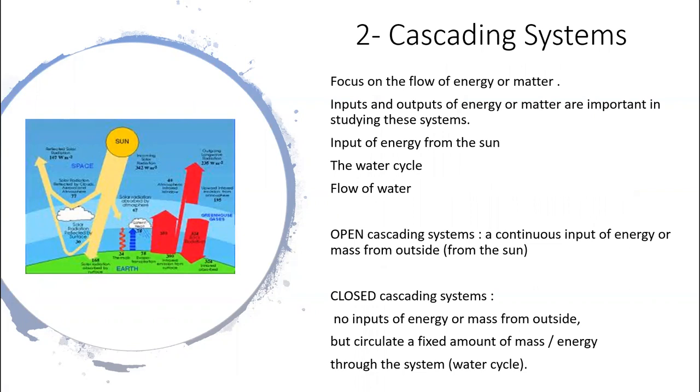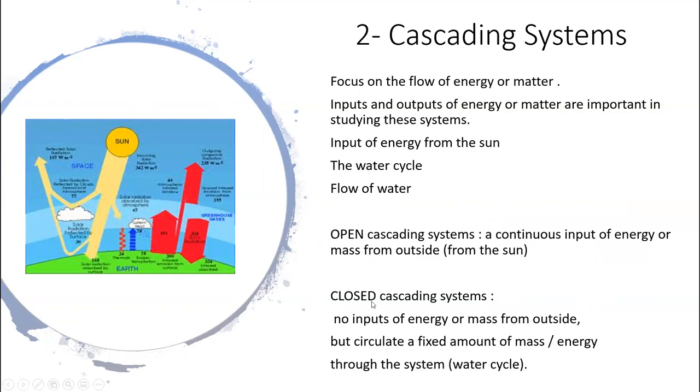The inputs and outputs of energy or matter are important in studying this system. So the input of energy from the sun, the water cycle, the flow of water. There are two main cascading systems. There's the open cascading system, with a continuous input of energy or mass from outside, for example, from the sun. So our Earth is basically an open cascading system.